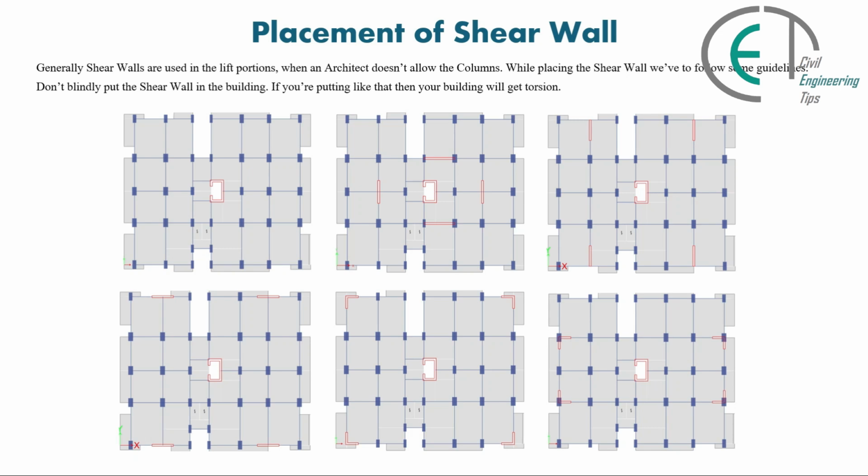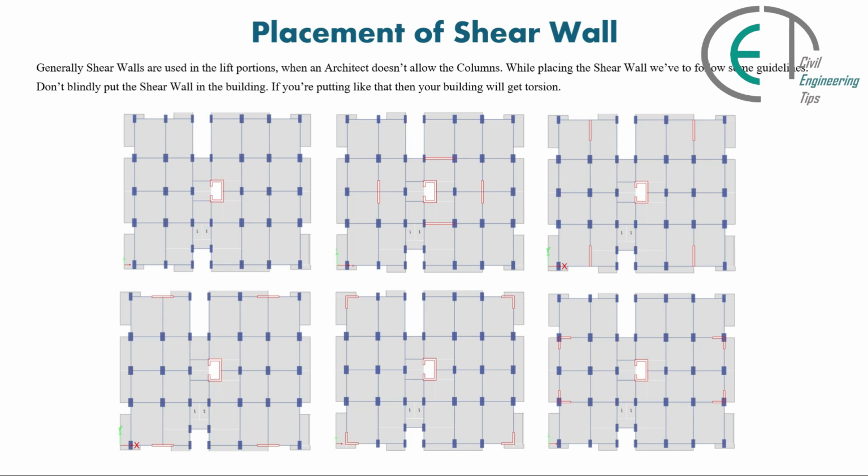Generally, shear walls are used in the lift portions when an architect doesn't allow the columns. While placing the shear wall, we have to follow some guidelines. Don't blindly put the shear wall in the building. If you are putting like that, then your building will get torsion.